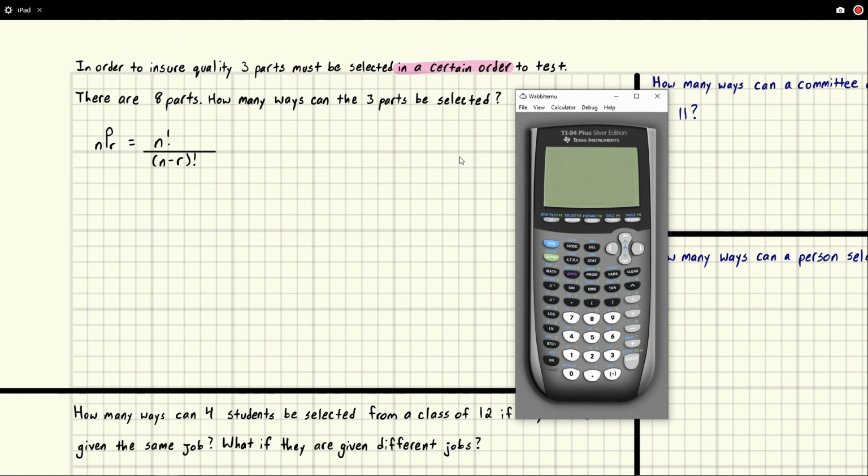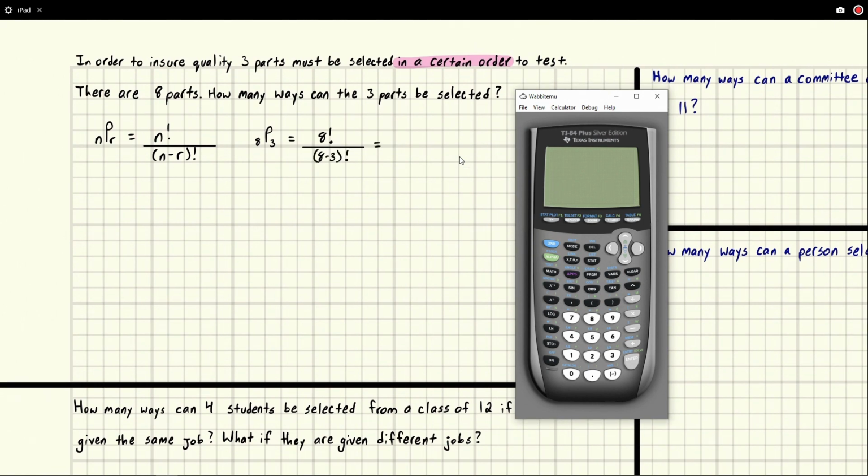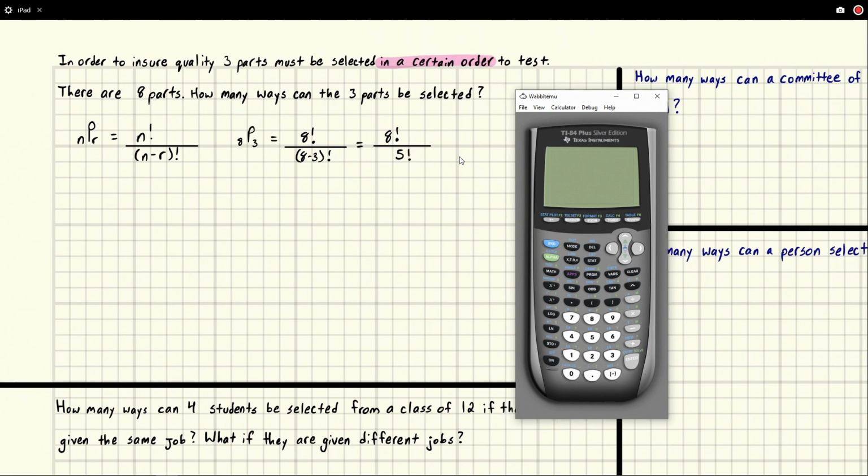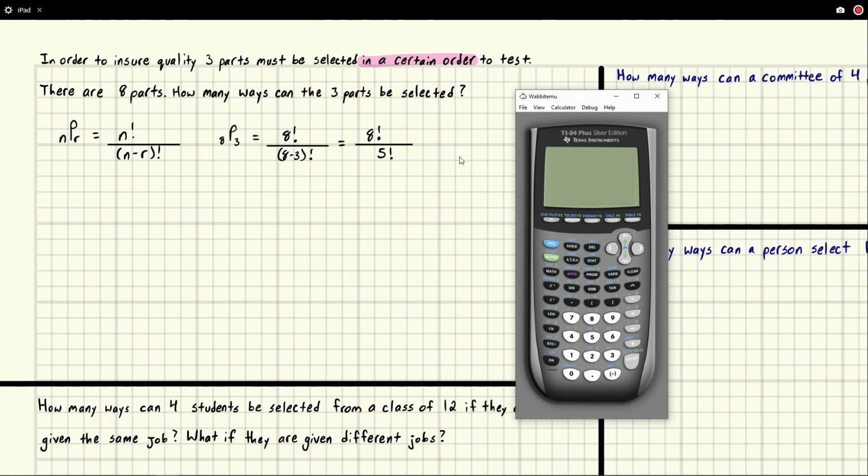So we have 8 permutate 3, and this is equal to, just following the formula, 8 factorial over 8 minus 3 factorial. So I'll do it with a calculator too, but let's just go this way for a second. So we have 8 factorial over 5 factorial, right? 8 minus 3 is 5. And then we can expand 8 factorial to be 8 times 7 times 6 times 5. This matches the bottom number over here.